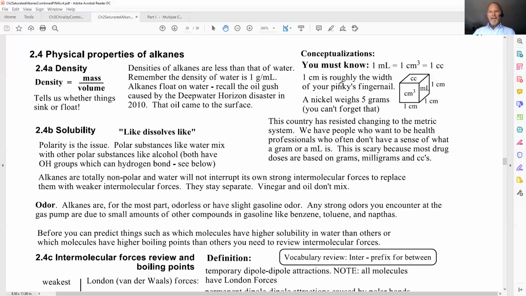And there's one density I hope you've memorized for the rest of your life, and that's the density of water. And what is the density of water? 1 gram per milliliter. A lot of the metric system is based on water, right? That's nice because it's everywhere.